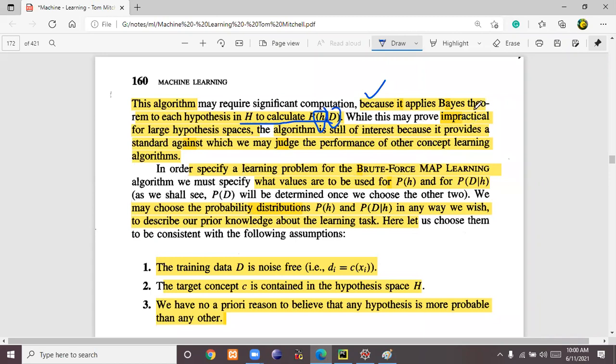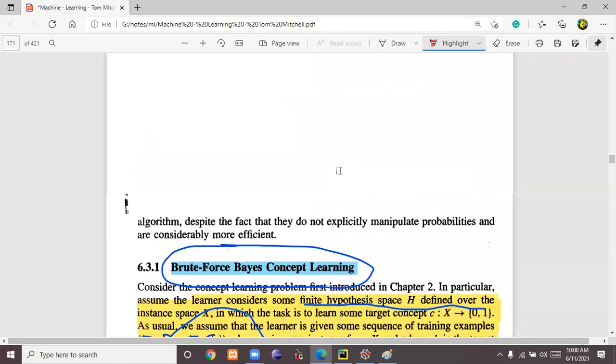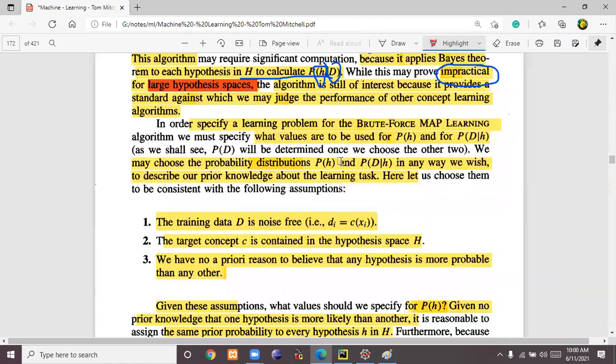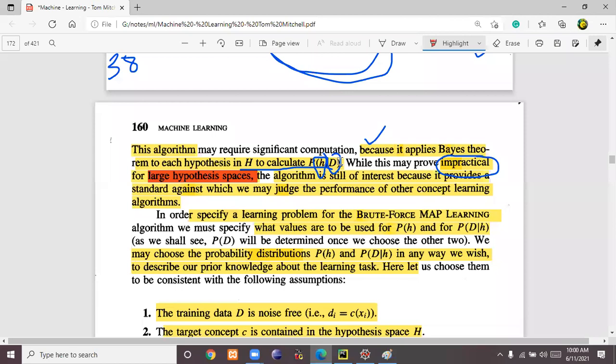While this may prove impractical for a large hypothesis space, students, this point is important. Whatever we learned, the cancer example and everything I told you in the previous class, all applied only to a small hypothesis space. But when you have a large hypothesis space, at that time it is not suitable.